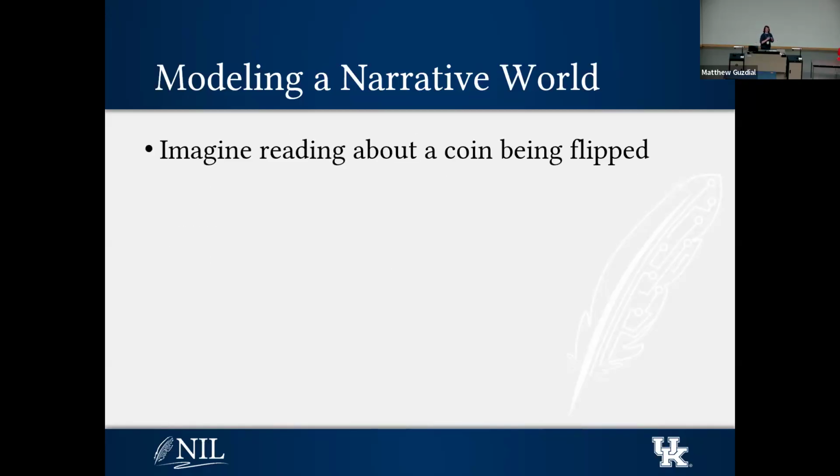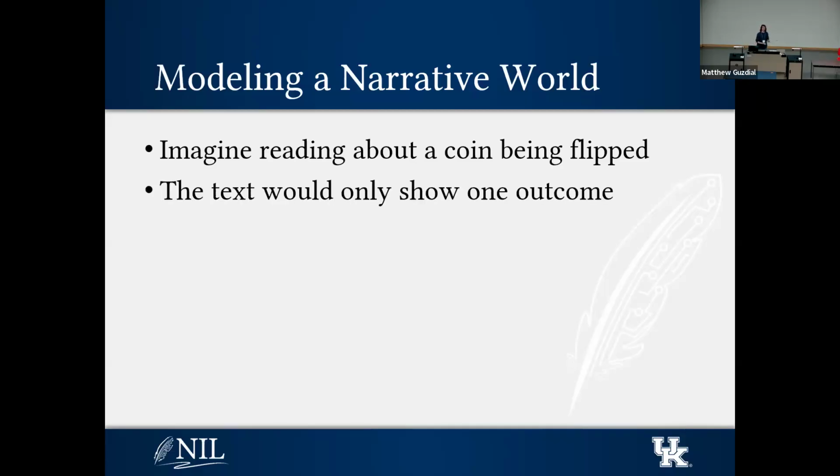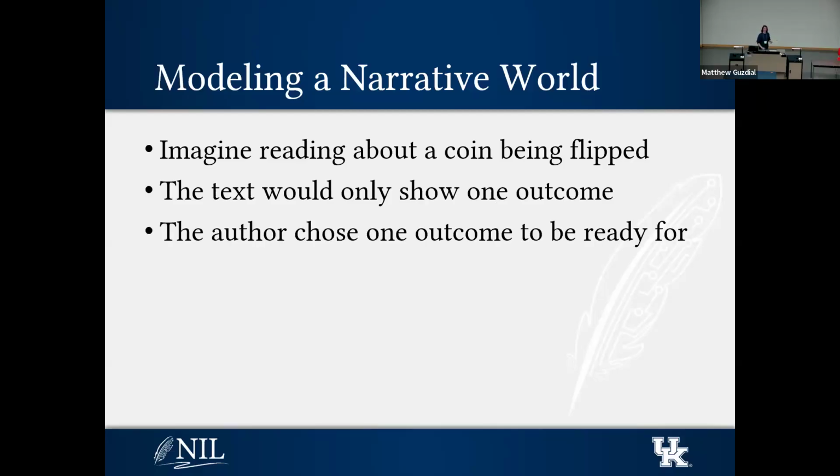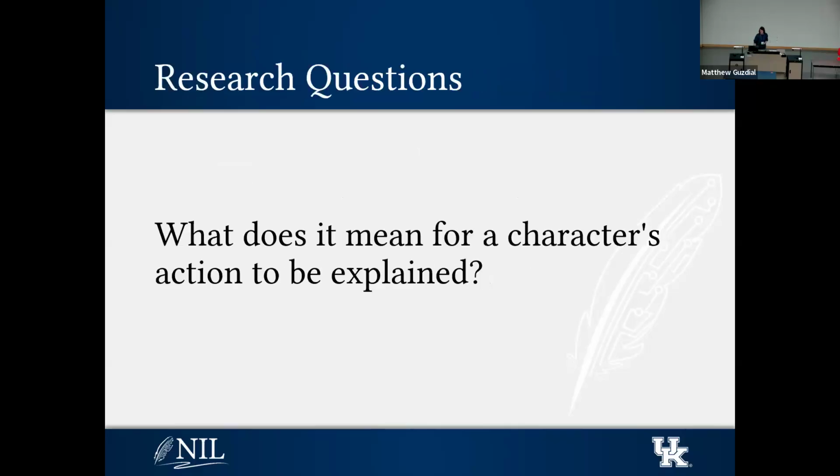Now let's think about a narrative. When you're reading a book, you would read about a coin being flipped, and you would only see the one outcome. The text would say, oh, the coin flipped and it was heads. What happened there was the author only chose one outcome to be ready for, but it still gave the illusion that the flip of the coin had a fair chance of being either outcome. And so this kind of modeling, we believe, would make it more efficient and help us determine what stories and what outcomes to pick when we have actions that have multiple outcomes.